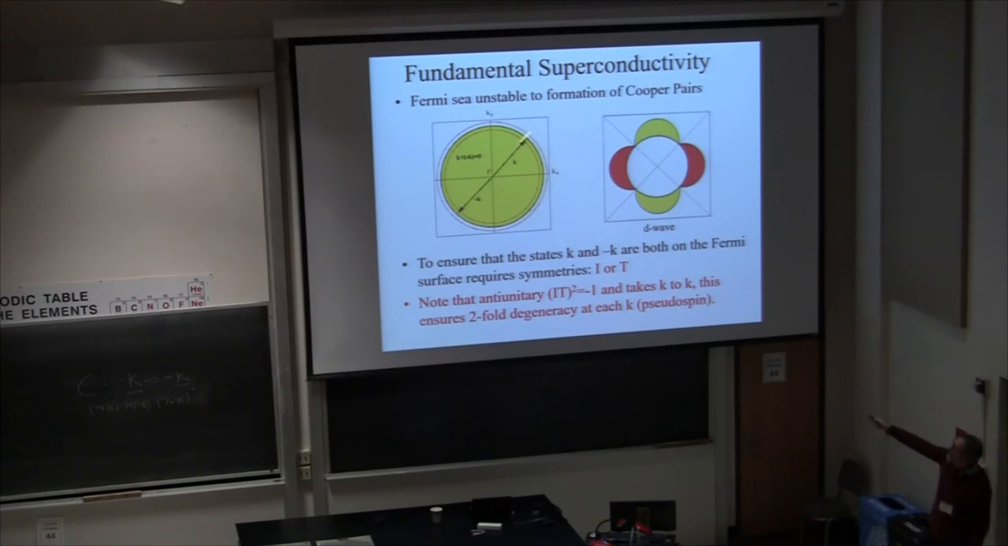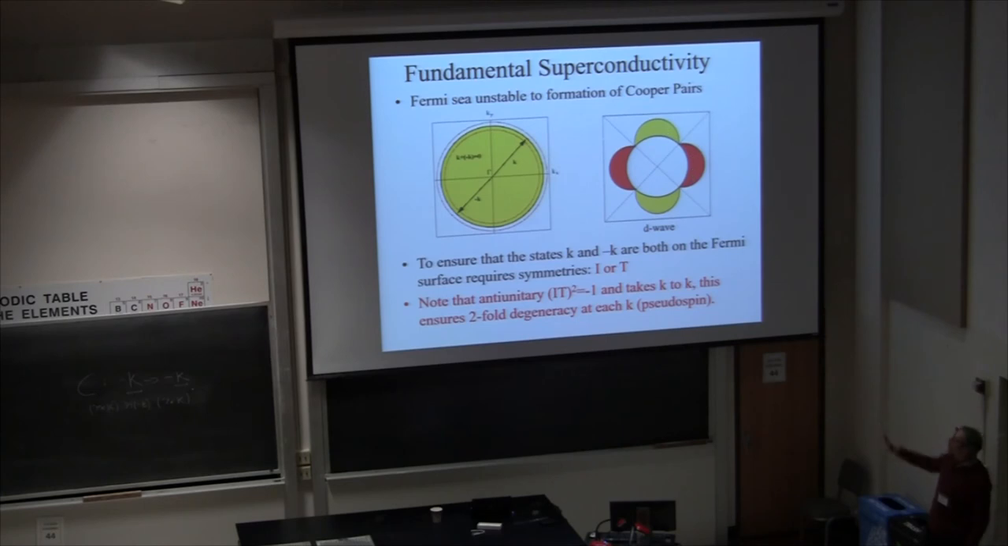And implicitly, I've been saying the Cooper pair forms a molecule, and that molecule is stationary, meaning that if this fermion has momentum k, this fermion has momentum minus k, and both these two fermions sit on the Fermi surface. So if we have one state at momentum k on the Fermi surface, we need to have a second state at momentum minus k that's also on the Fermi surface. And we want this to be true for all momentum, right? This is the usual S-wave picture I've been showing before.